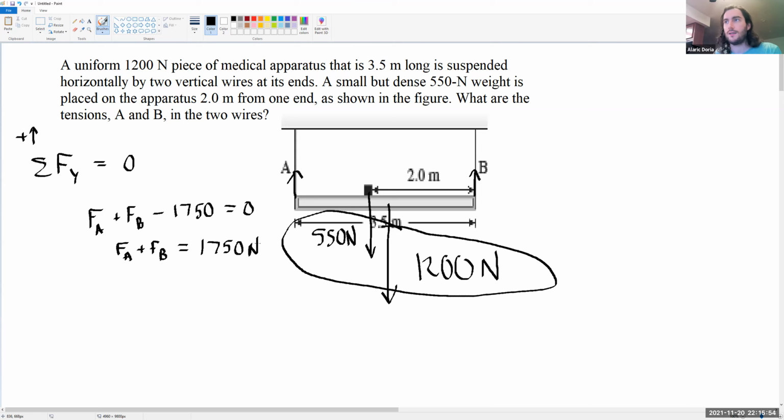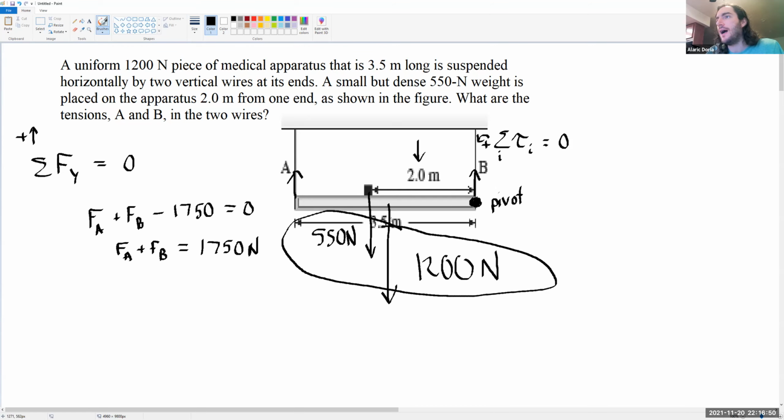All right, now we need to handle the torques. You only need to calculate the torque about the most convenient point. And I would say that the most convenient point here is to calculate the torque about the point B, because they're giving us this distance of 2 meters here, which is going to be the lever arm for the 550 newton force. So to sum up all of the torques, I will take the counterclockwise direction to be positive. The sum of torques should be equal to zero for static equilibrium. There is no torque due to the force FB, because I've chosen the pivot point to be at the location where the force B is acting. And so we don't need to worry about that.